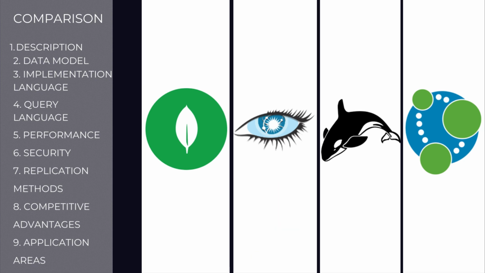Next is the query language. Like SQL, Cassandra has its own query language called Cassandra Query Language, and MongoDB is queried using a dynamic object-based language and JavaScript, and HBase can be queried using MapReduce. Neo4j is queried using its query language named Cypher.